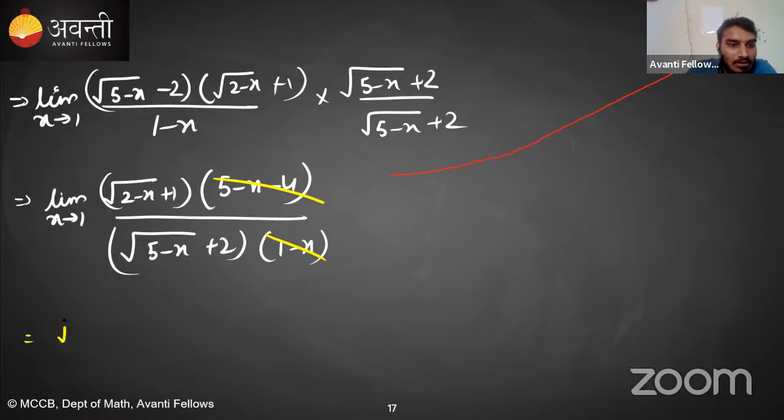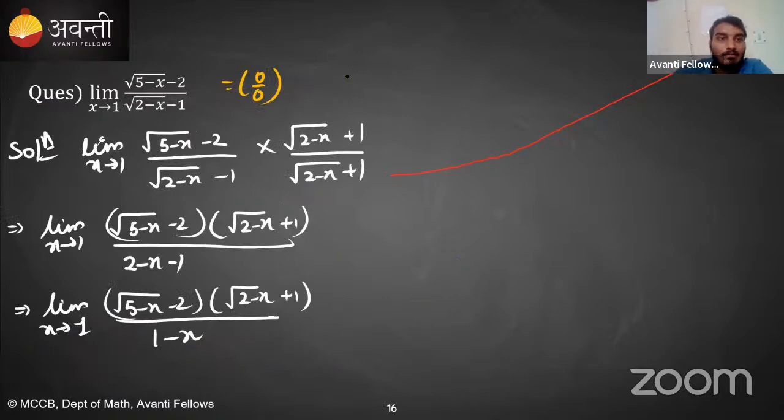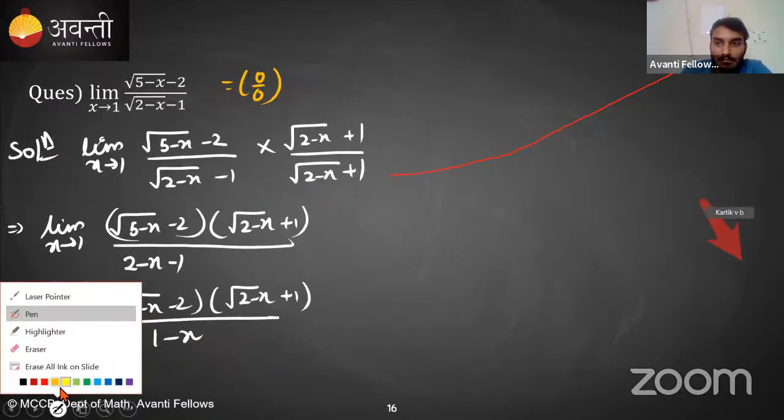So what you will get? Root of 2 minus 1 plus 1 divided by root of 5 minus 1 plus 2. So this is 2 by 4, which is 1 by 2. So that is the answer. Clear? Is there anyone who has a doubt? Tell me quickly in the chat box if you have any doubt in this question. Clear, everyone? So which technique did we use here? Double rationalization. Correct?